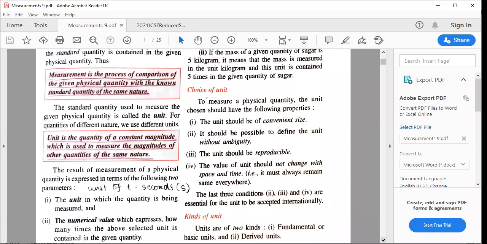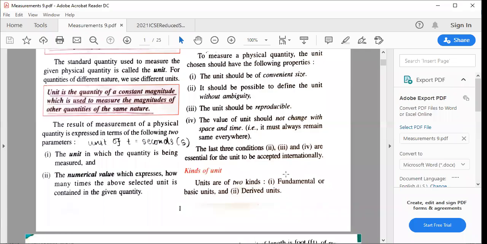Then also, the value of a unit should not change with space and time. Imagine if in India the understanding of a unit changes, and in the US kg means something else. And it should not change with time either, like in 1920 seconds meant something different and in 2020 seconds mean something else. So the value of a unit should not change with space and time; it should be the same everywhere. Based on these conditions, the second, third and fourth are essential for the unit to be accepted internationally. Any doubt in this case?